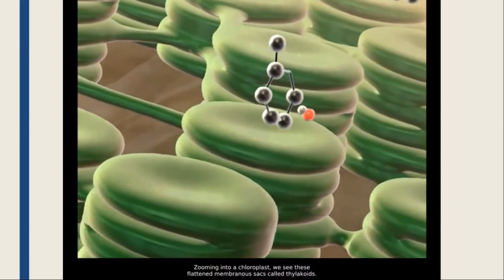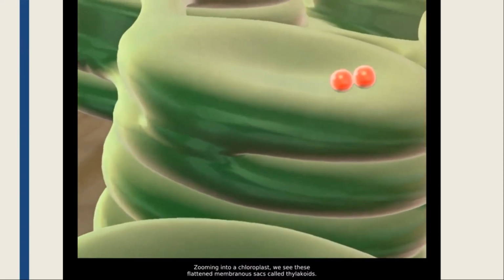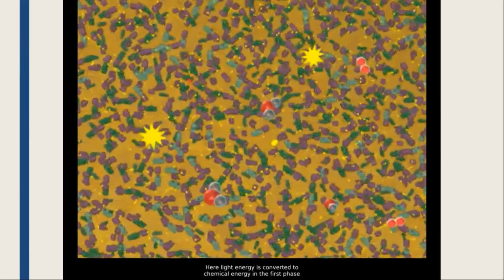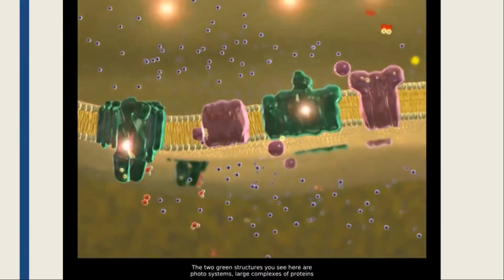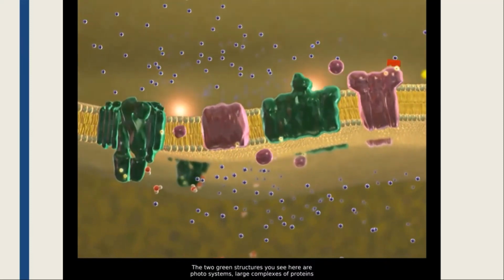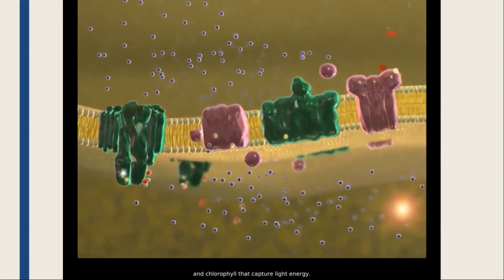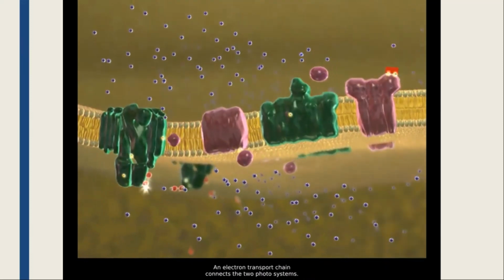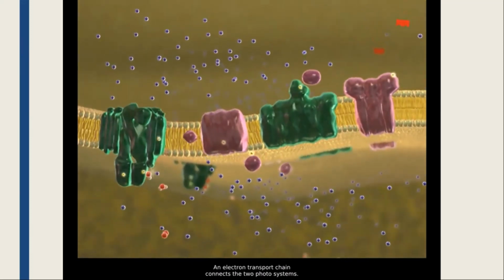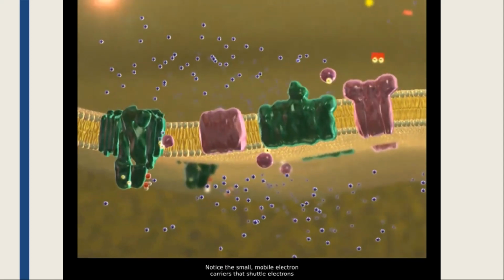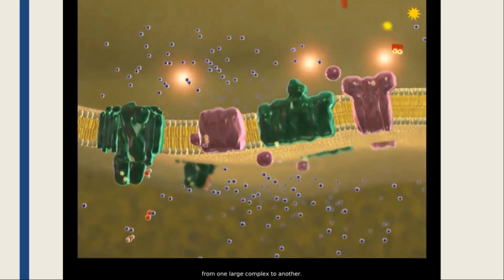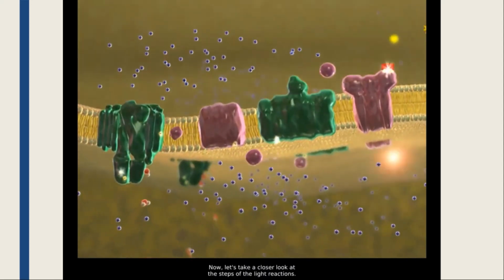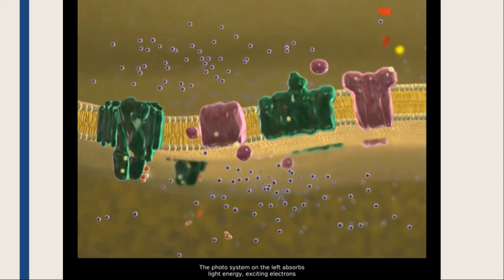Zooming into a chloroplast, we see these flattened membranous sacs called thylakoids. Here, light energy is converted to chemical energy in the first phase of photosynthesis, the light reactions. The 2 green structures you see here are photosystems, large complexes of proteins and chlorophyll that capture light energy. An electron transport chain connects the 2 photosystems. Notice the small mobile electron carriers that shuttle electrons from one large complex to another. Now let's take a closer look at the steps of the light reactions.